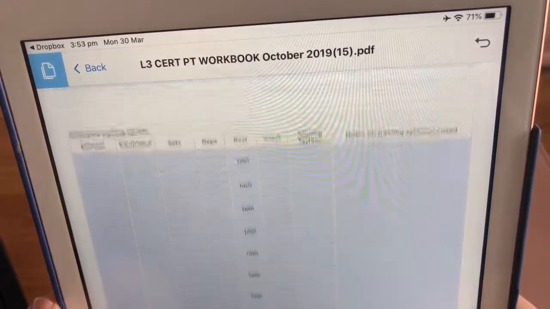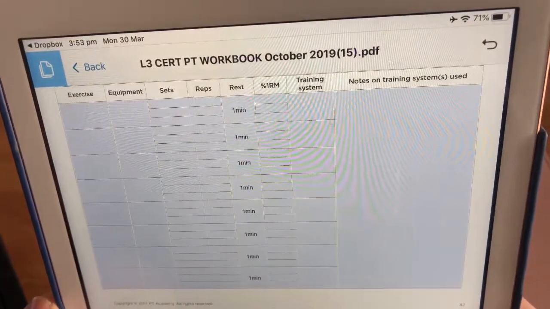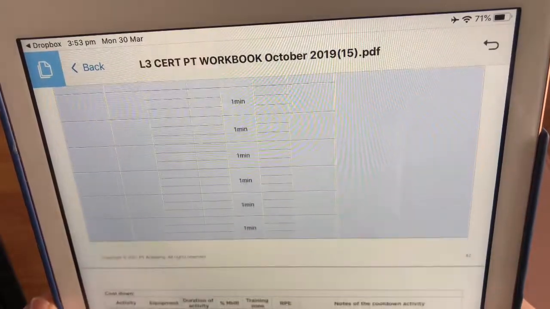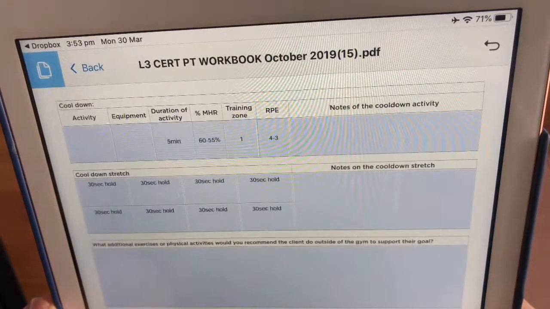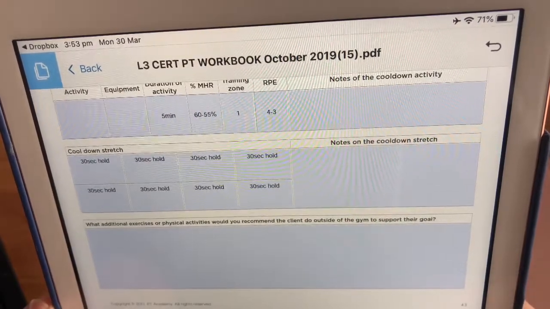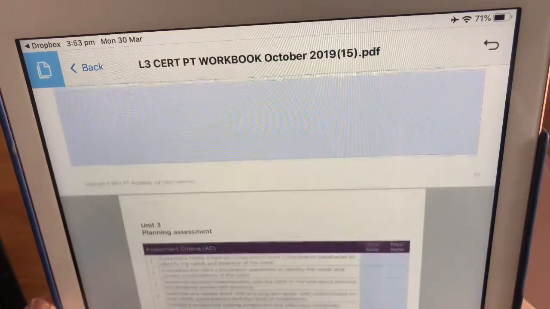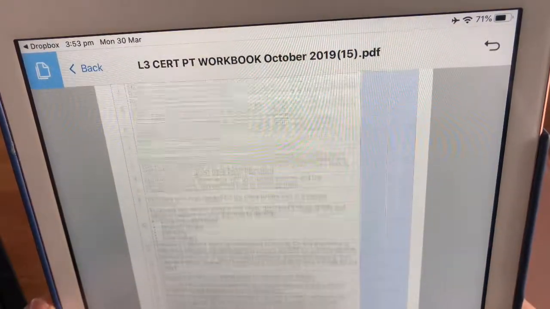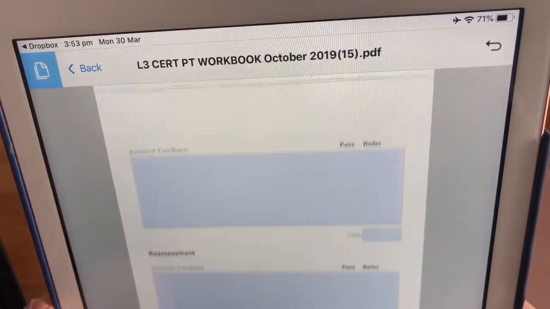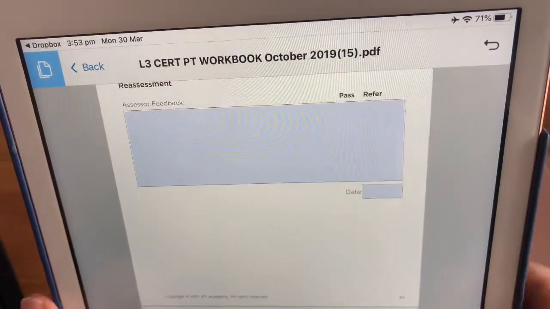The resistance training, what I might look to do is add more training systems rather than changing too much stuff. But then the cool down and the stretching side of things, again, would maybe stay the same, depending on how much support I needed. Okay? Then you'd have to work for all of these requirements just to make sure that you pass that unit. Other than that, that is our unit 3.